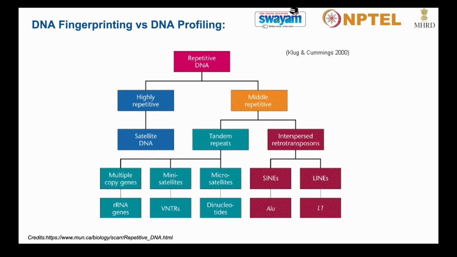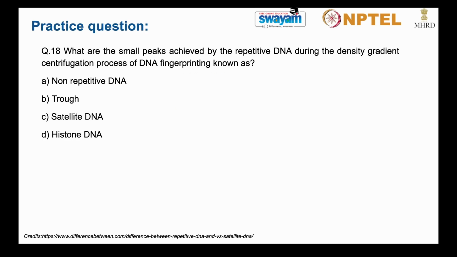So if there is no further doubt, we'll move forward to another question which is very similar to the previous question. Now this question says, what are the small peaks achieved by the repetitive DNA during the density gradient centrifugation process of DNA fingerprinting known as? So now you have to tell what the small peaks are that are achieved after the repetitive DNA during the density gradient centrifugation.